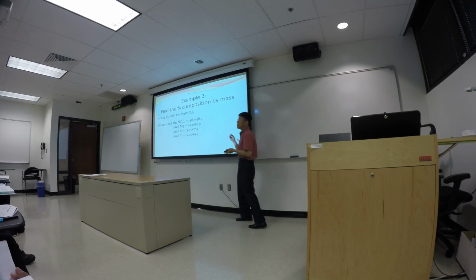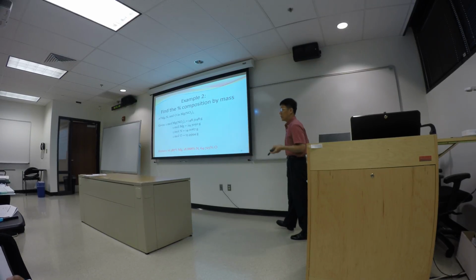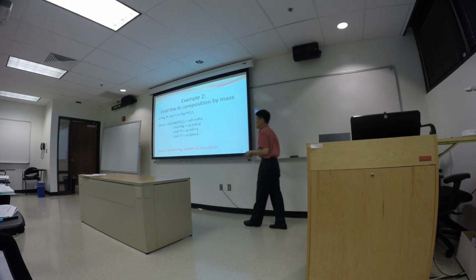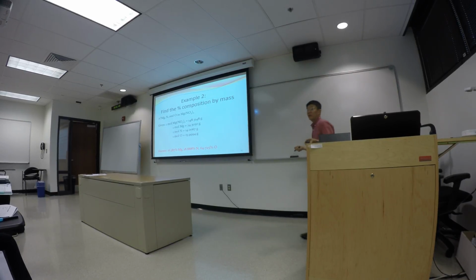So, using the same equation, this is the answer you're supposed to get. We get roughly 16% of magnesium, 18 to 19% of nitrogen, and then 64% of oxygen.